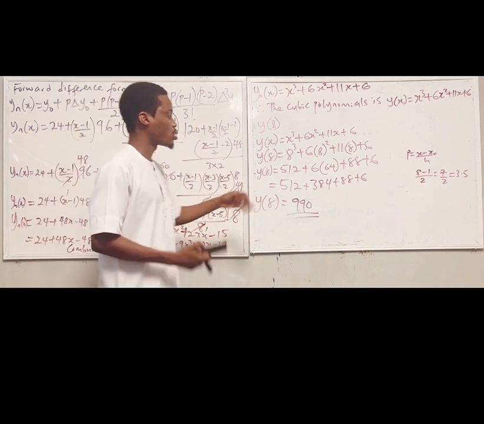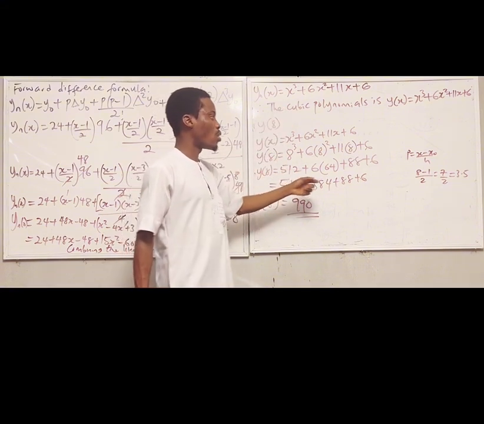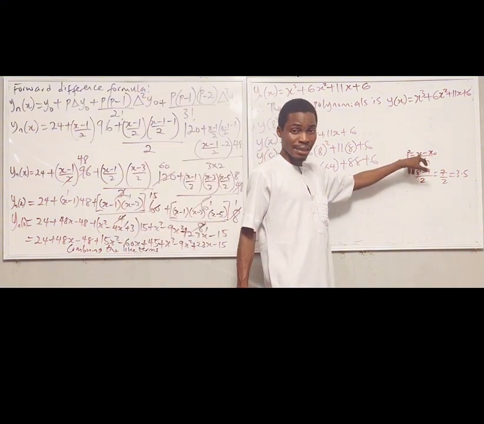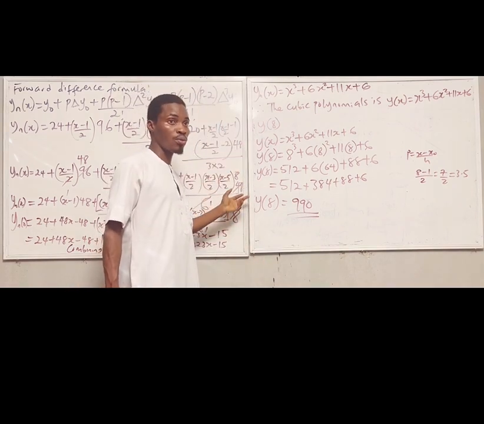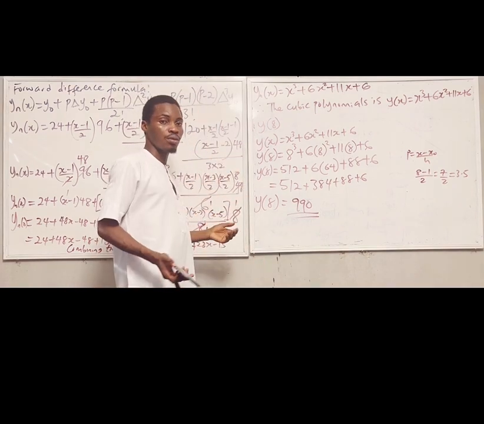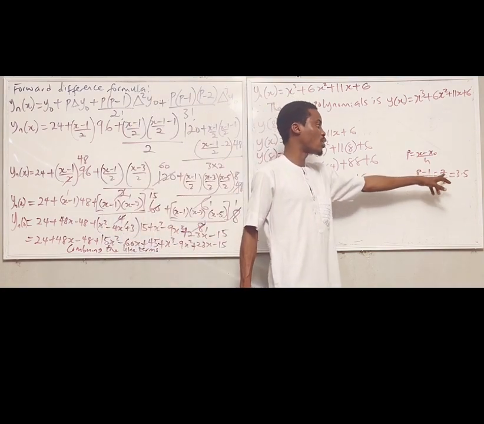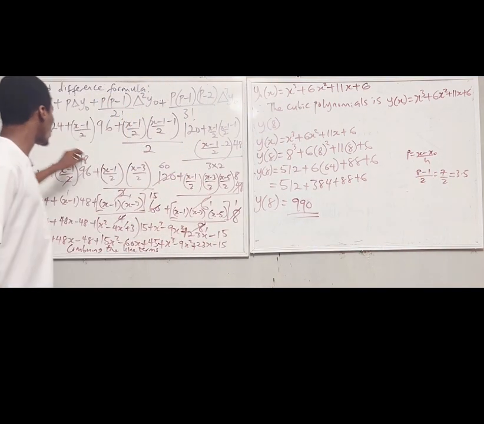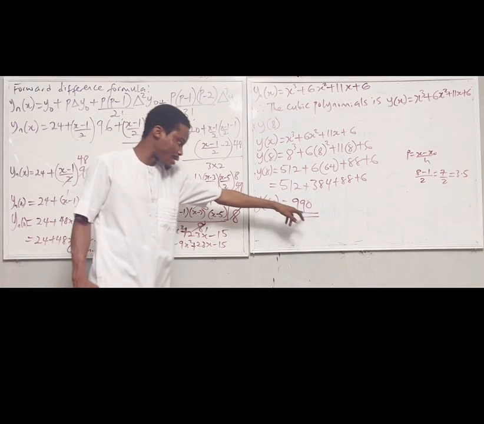Since they asked us to find a cubic polynomial, we have to consider this. We are going to use 8 as x. And suppose you are not told to find the cubic polynomial, that is, compute this table y of 8, it means I'm going to put 8 minus 1, that is 7 over 2. Whenever I see p, I put 3.5. I'm going to arrive at my answer here.